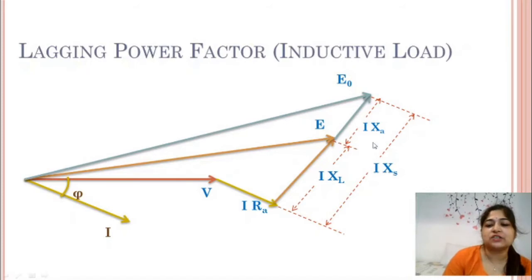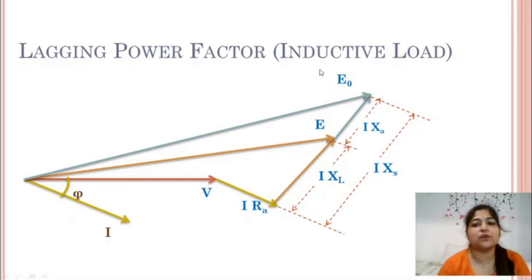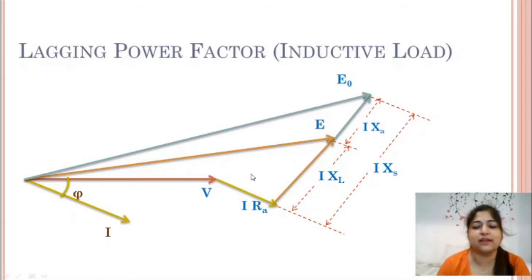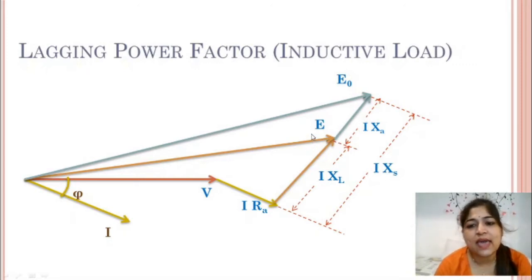Now why I asked you to draw IXL here and IXA here, because you know that E naught is the induced EMF at no load, which is equal to E plus IXA. That equation is satisfied here. And E is the load induced EMF, which is equal to V plus IRA plus IXL. So that equation is satisfied here. So whenever you draw a phasor diagram, you first draw IXL from IRA. This gives you E. And then you add IXA, which gives you E naught, that is the no load induced EMF.